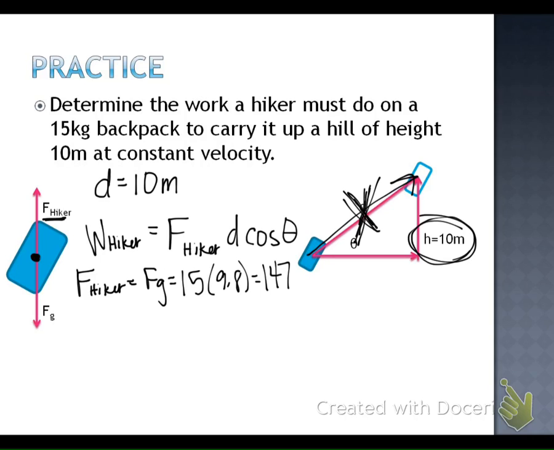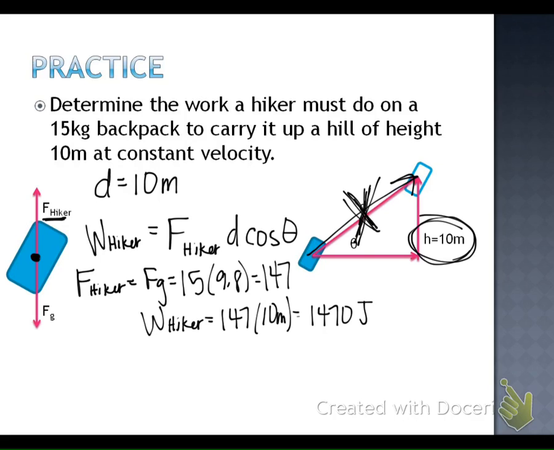Now we're going to take our work done by the hiker as 147 times 10 meters. Do we have any theta here that we have to work with? They're already parallel. So we'll just do cosine of 0, which is just 1, which means we're at 1470 joules here. Is the work done by the hiker going to be positive or negative? Positive, because it's holding it up.